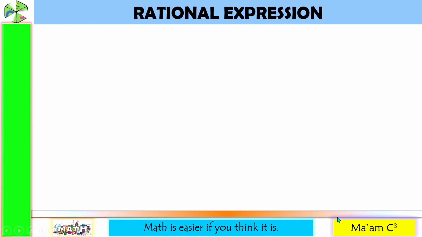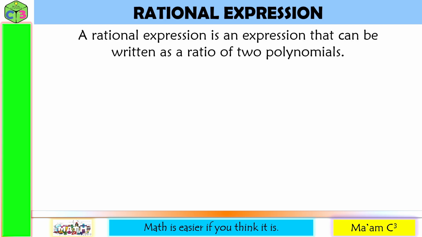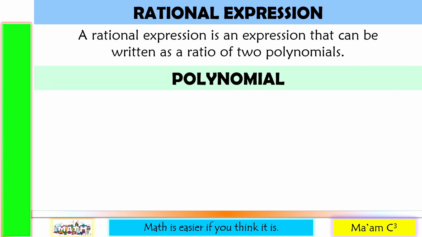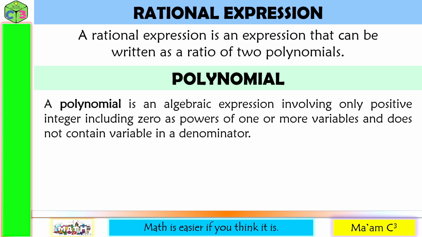But what is a rational expression? A rational expression is an expression that can be written as a ratio of two polynomials. Then you might ask me, what then is a polynomial? A polynomial is an algebraic expression involving only positive integers, including 0, as powers of one or more variables, and does not contain a variable in a denominator. So let's have an example.